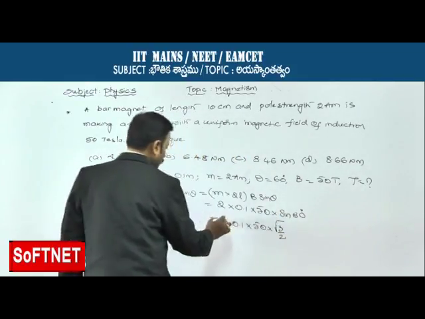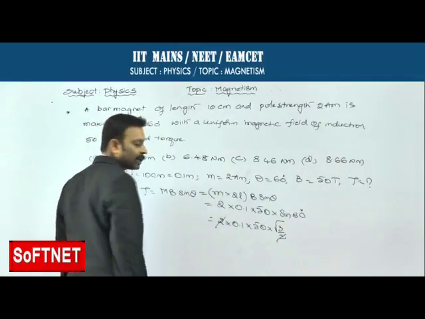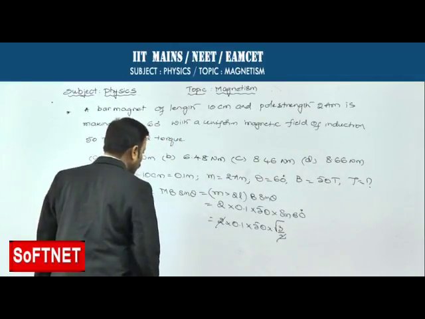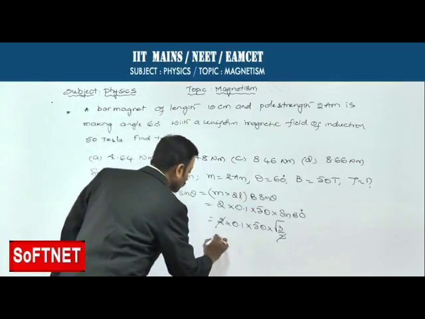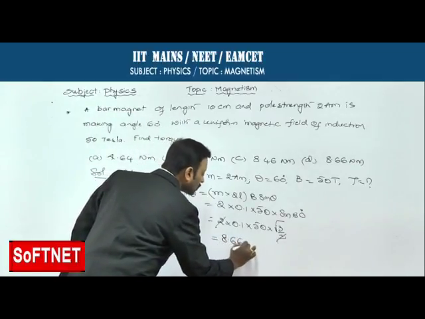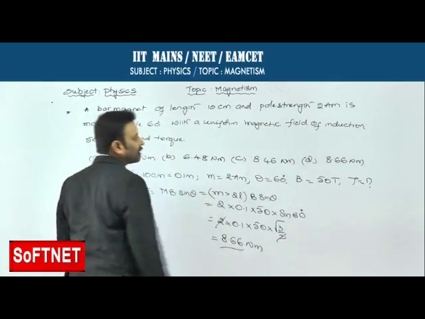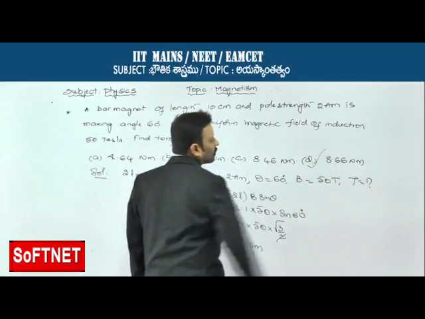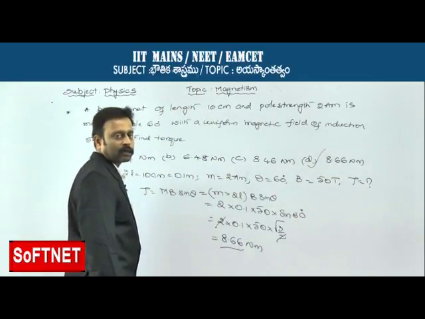So, if you simplify that, taking the value of root 3 as 1.732, you will get 8.66 Newton meter. So, the fourth option is the correct one.